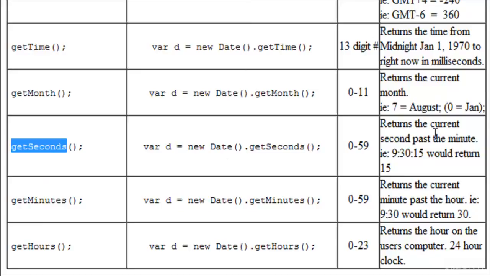getSeconds returns the current seconds past the minute. For example, 9:30 with 15 seconds would return 15. It will never return 60 because 60 is a new minute. getMinutes, pretty much the exact same thing, returns the current minute past the hour. For example, 9:30 would return 30. Again, it will never return 60 because that's a new hour. And then we have getHours, which returns the hour on the user's computer. And that hour is always in a 24-hour clock. So it returns 0 to 23. And it will never return 24 because that's a new day.